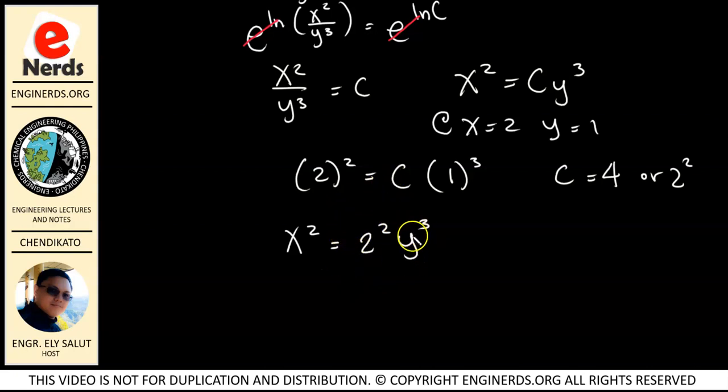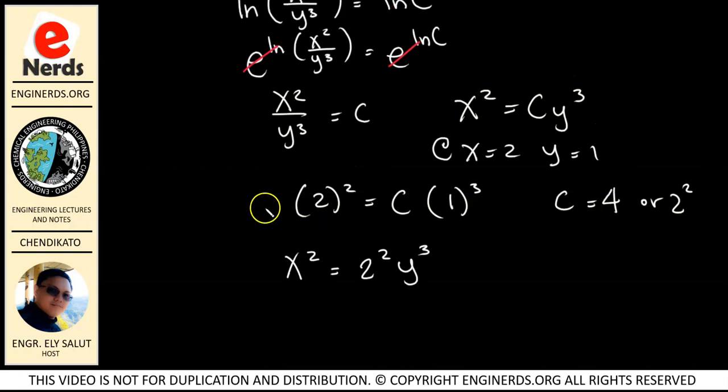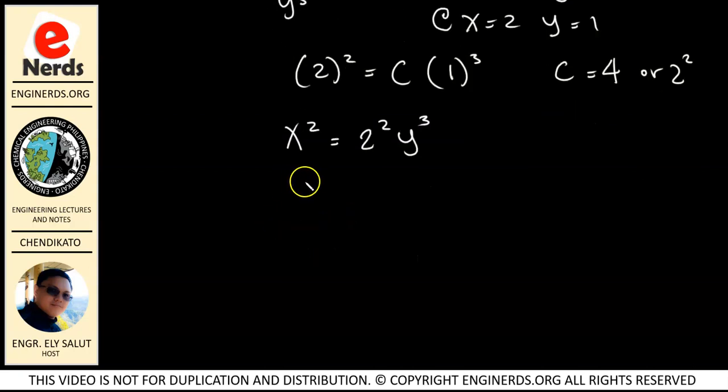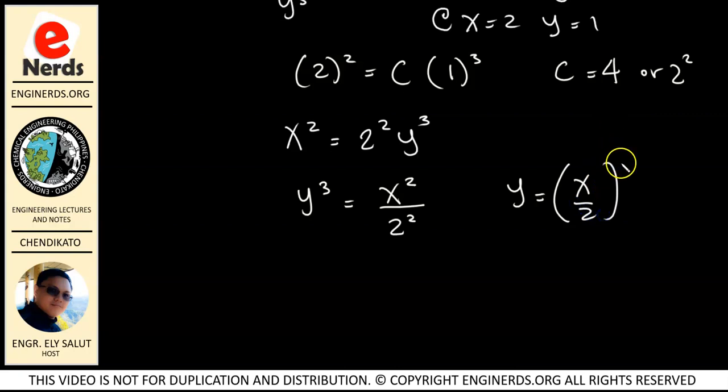So, I'm going to get the value of y, no? So, I'm going to isolate yung ating y sa isang side ng equation. So, I will have y³ is equal to x² over 2². So, simplifying this further, I will have y is equal to (x/2)^(2/3). Okay, so sinimplify lang natin. That's our final answer. Ito kasi yung answer na makikita ninyo sa Rainville.